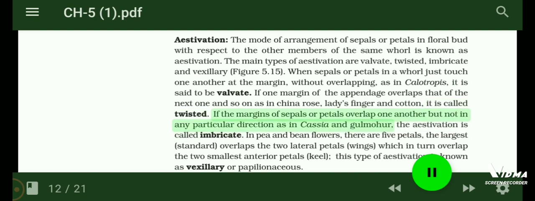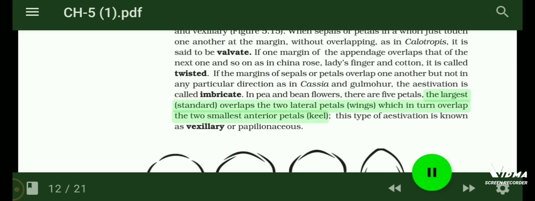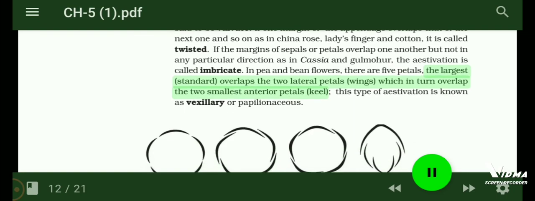If the margins of sepals or petals overlap one another but not in any particular direction, as in cassia and gulmohar, the estivation is called imbricate. In pea and bean flowers, there are 5 petals. The largest, standard, overlaps the 2 lateral petals, wings, which in turn overlap the 2 smallest anterior petals, keel. This type of estivation is known as vexillary or papilionaceous.